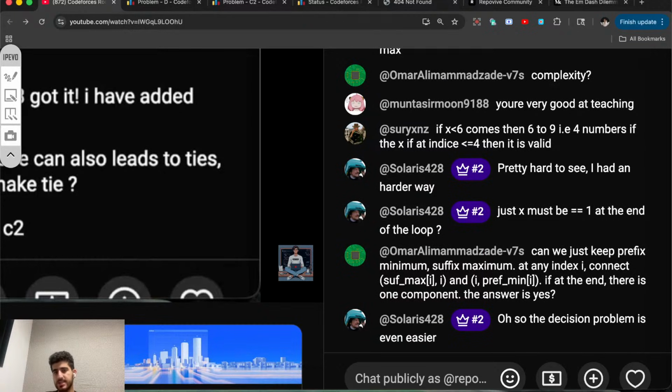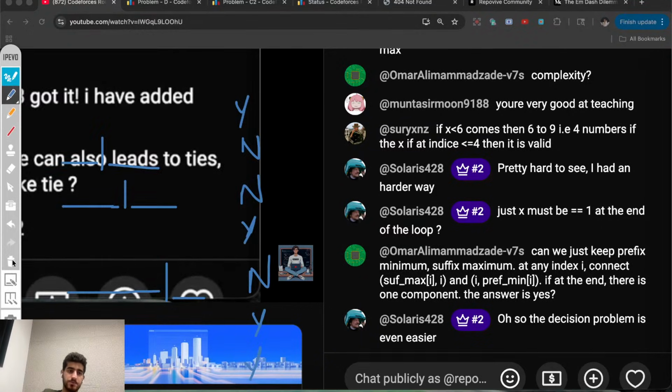Yeah, I mean, if something less than 6 appears, then everything greater than that number will be connected to this as well. Yes, the decision problem is even easier. We can just do this. For each suffix, just calculate its maximum. See what is the maximum of this suffix. Okay. So for each suffix, calculate what is its maximum.